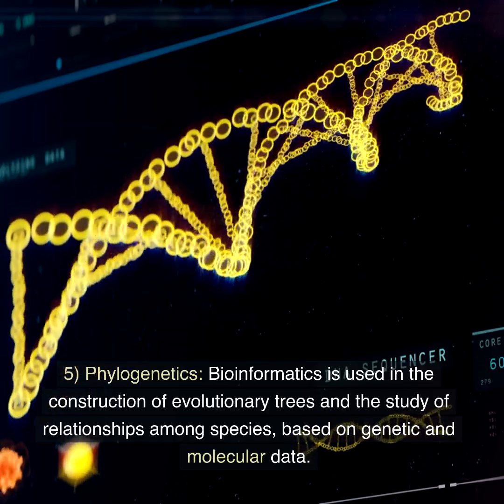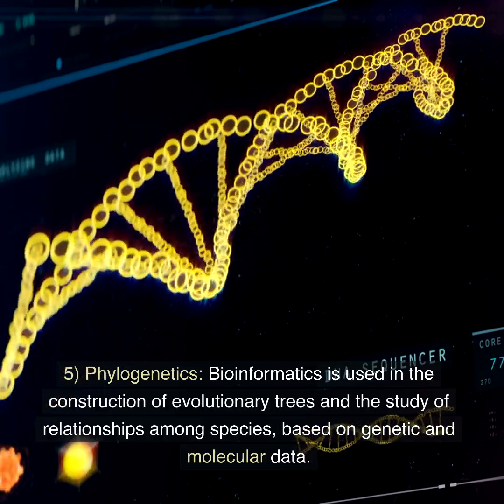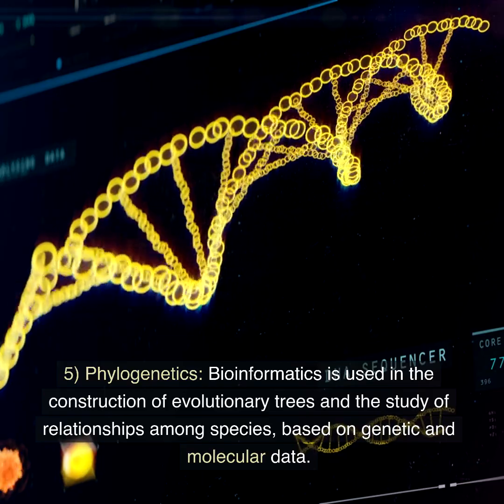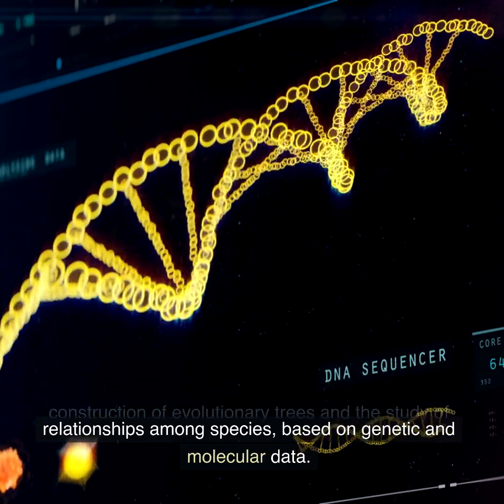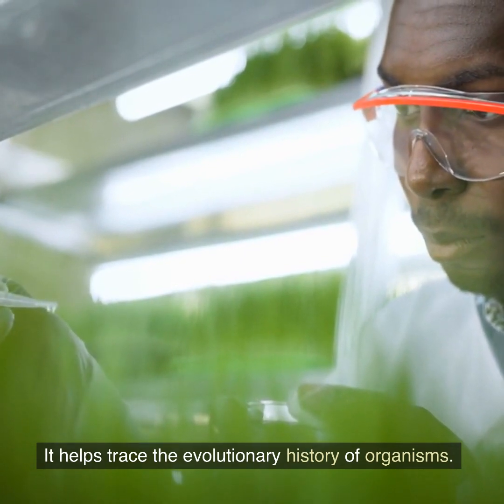5. Phylogenetics. Bioinformatics is used in the construction of evolutionary trees and the study of relationships among species, based on genetic and molecular data. It helps trace the evolutionary history of organisms.